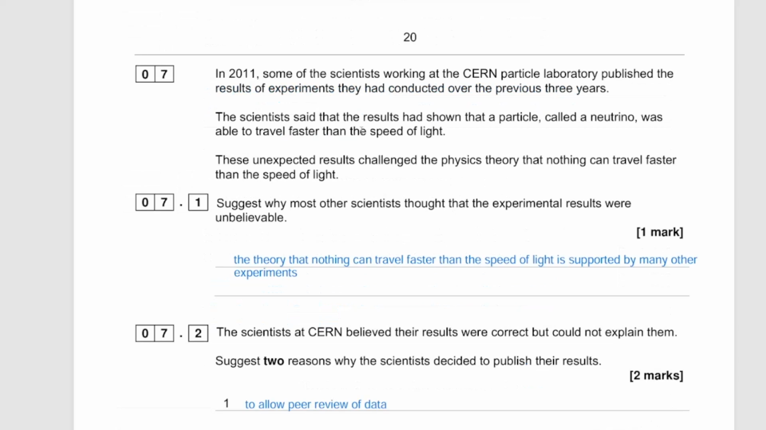Basically, the scientists said that a neutrino had the ability to travel faster than the speed of light, and 7.1 is to suggest why most other scientists thought the experimental results were unbelievable. And this is due to the theory that nothing can travel faster than light is supported by many other experiments. Many of you may know that the speed of light is sort of called the universal speed limit. Nothing can go faster than it. And the neutrino results disproved that, although this was due to a mistake, as the later questions will show.